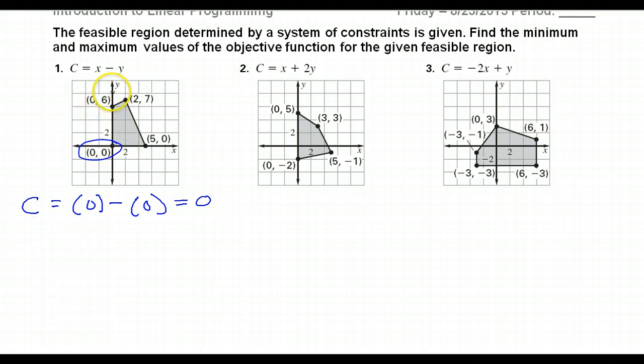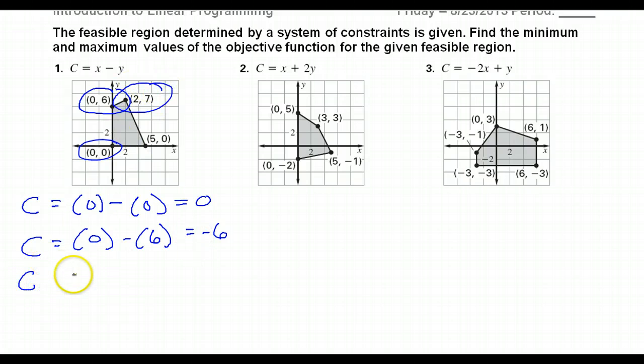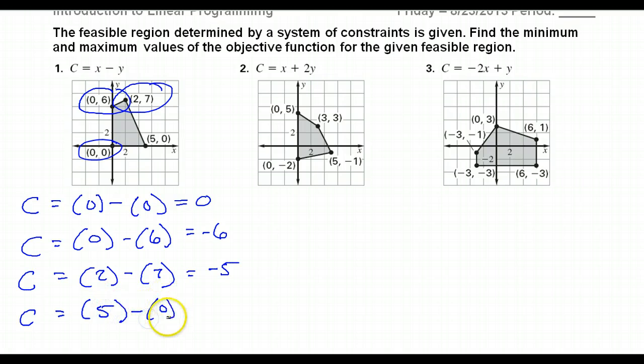Alright, now moving on to 0, 6. It's going to give us negative 6. Moving on to 2, 7. That's going to be negative 5. And finally moving on to 5, 0. That's going to give us 5.